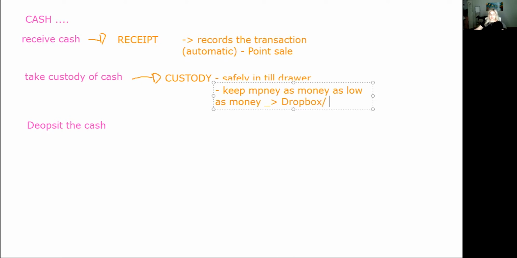So you put large amounts of cash into that, and the bank in turn comes and collects that cash, or I would say the transport company collects the cash and then takes it straight to the bank. Okay, so we're going to keep the money safely in the till drawer, and we're going to keep the money as low as possible, right? So we would put the money in the drop box. And the reason why we would do this, well, we're protecting from theft, right? So we're mitigating the risk of theft.